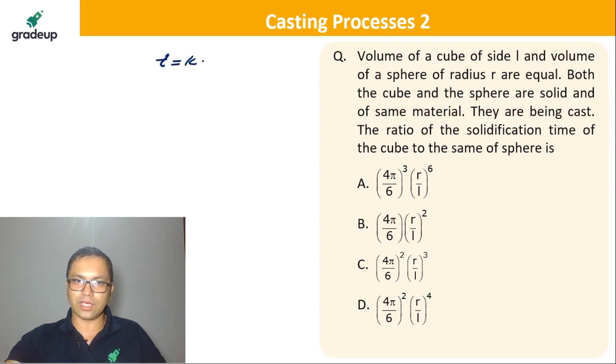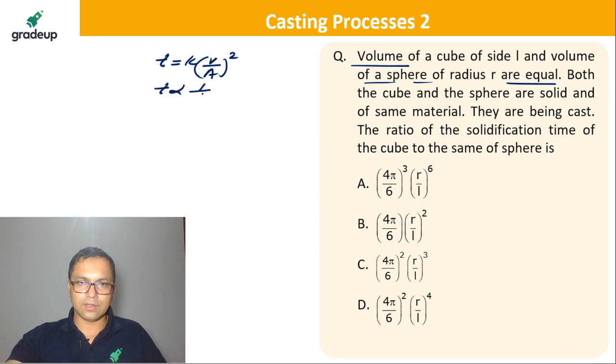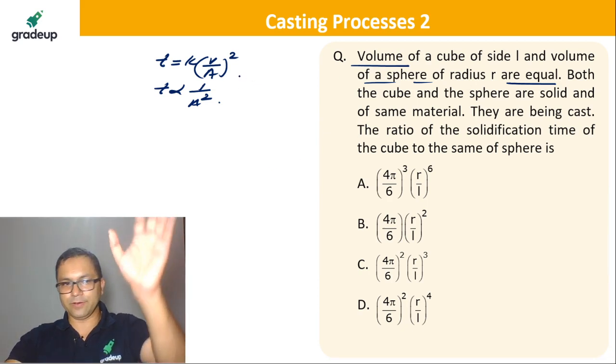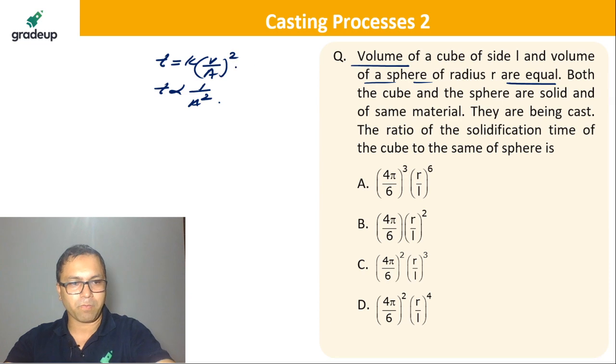Time equals K V upon A whole square. Now it says that the volume of a cube and the volume of a sphere are equal. So the volumes are equal here, so T is nothing but inversely proportional to A square, right? Can you please tell me which answer it should be? You have 2 minutes here.